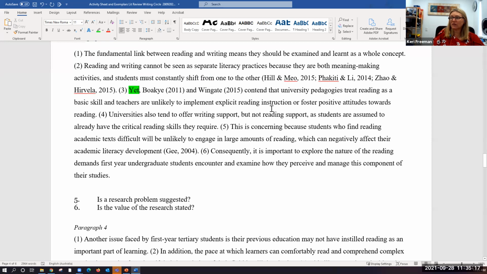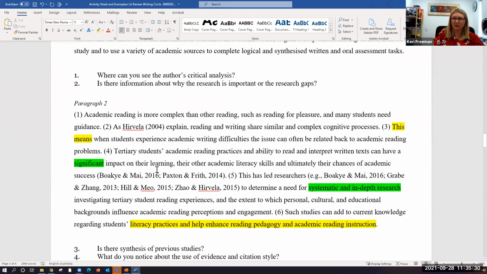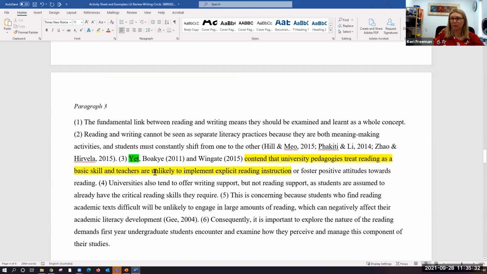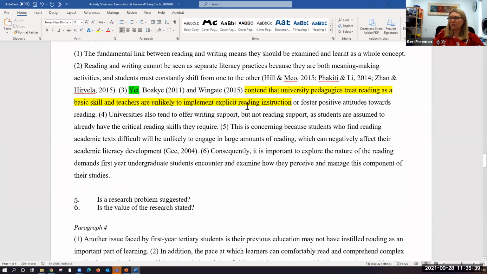Yet university pedagogies treat reading as a basic skill and teachers are unlikely to implement explicit reading instruction. Okay. So there's the critical analysis. So back up here, it was a bit about the gap, wasn't it? But here we're back to the research problem. Why do we care about reading? Why would we do research into reading? Well, because it's really an important part of academic literacy.